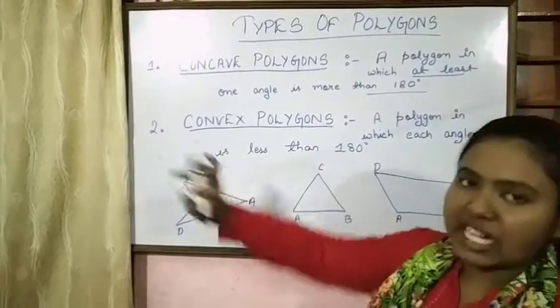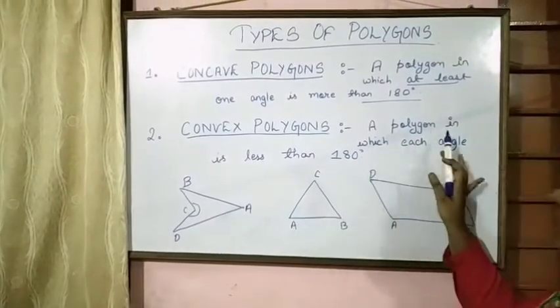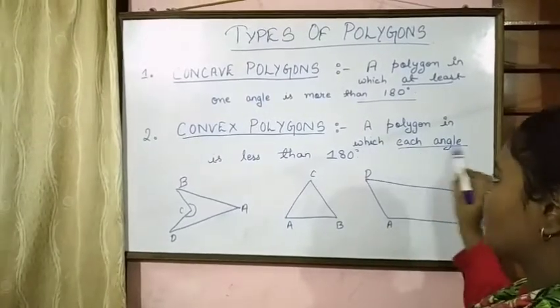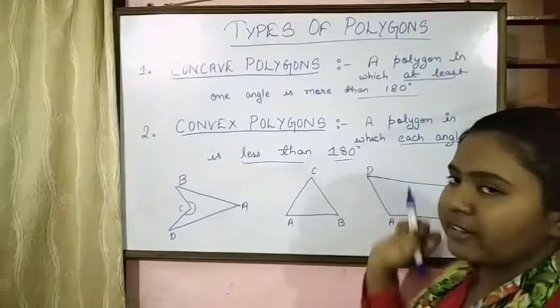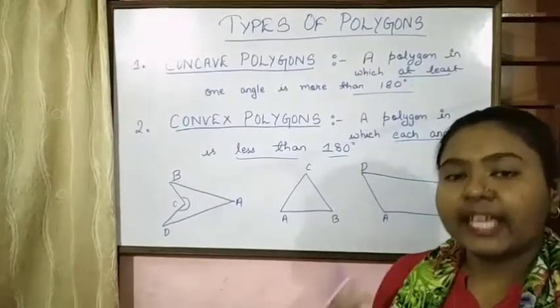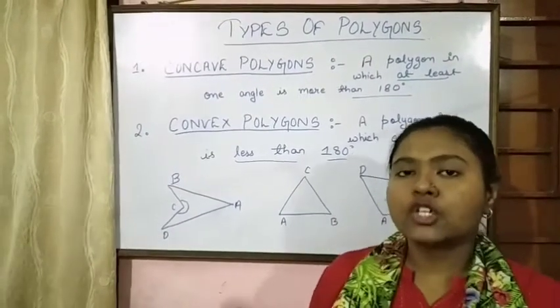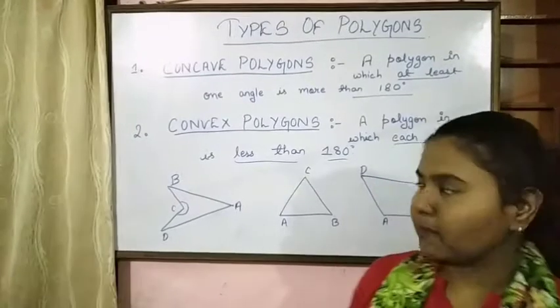Now students, convex polygon. A polygon in which each angle, remember each angle, is less than 180 degree. It means that each angle of a convex polygon should be less than 180 degree.